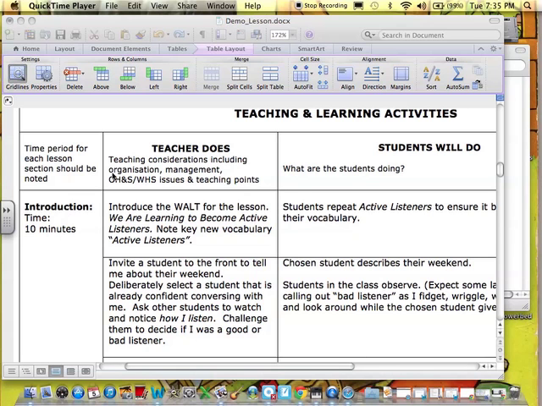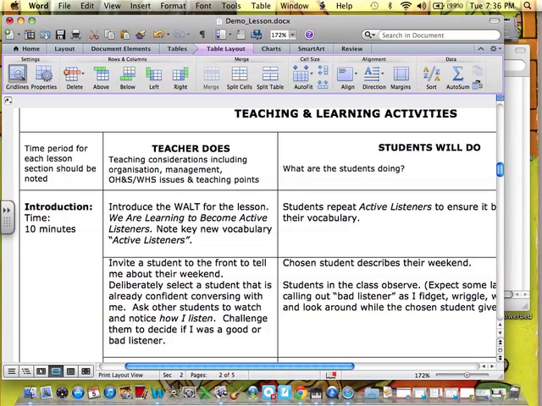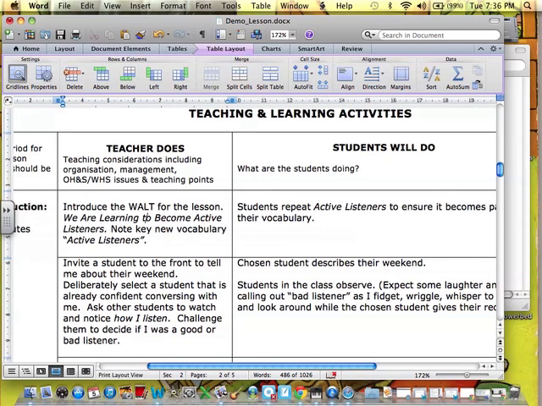Now, I haven't considered OH and S issues in mine. I've thought a little bit about management and organisation and most importantly, the teaching points. Remember, what I'm showing you is probably roughly worth a low pass. You will put a lot more thought and effort into it. This is me just knocking up something as an example for you.